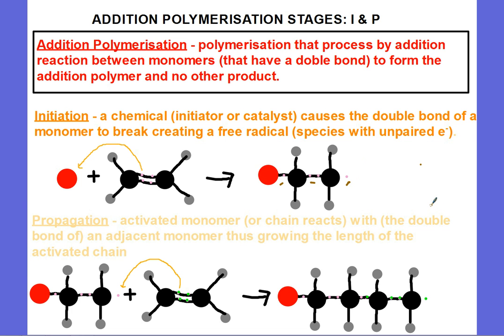This is when the activated monomer or the activated chain reacts with the double bond of an adjacent monomer. So here we have in the diagram that free radical electron, that unpaired electron, reacts with the double bond of the adjacent monomer. And by doing so, it forms a single bond, and that single bond is here. 2 electrons remain in that single bond from that next monomer, and now the end of the activated chain, or the unpaired electron, is right at the end of the chain again. And that process can continue and continue and continue, and that's the propagation stage.